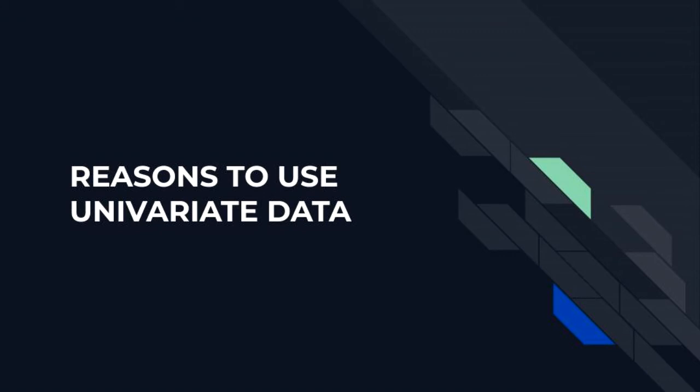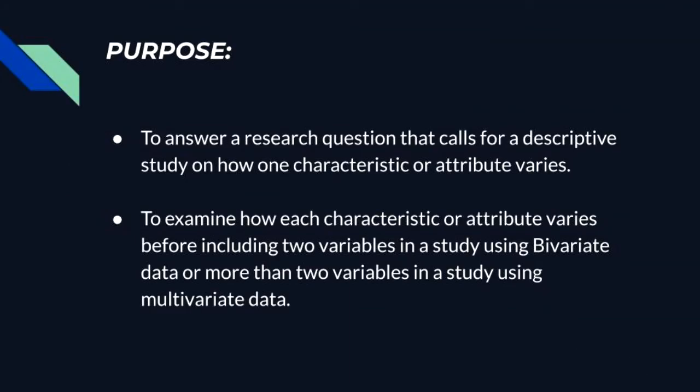Now let's discuss the two reasons when and why we use univariate data. First reason is to answer a research question that calls for a descriptive study on how one characteristic or attribute varies. The second one is to examine how each characteristic or attribute varies before including two variables in a study using bivariate data, or more than two variables in a study using multivariate data.